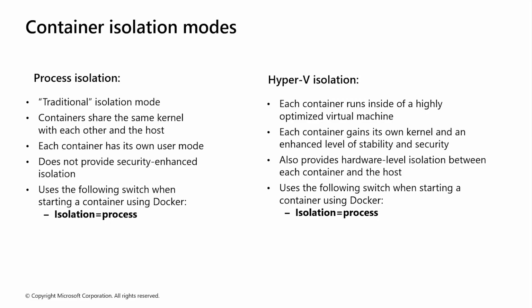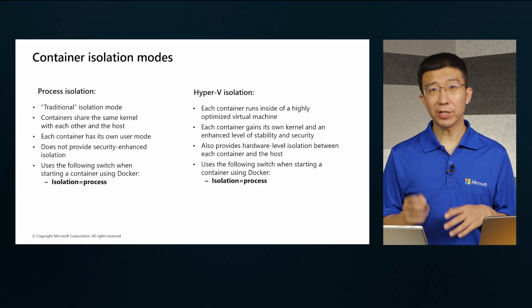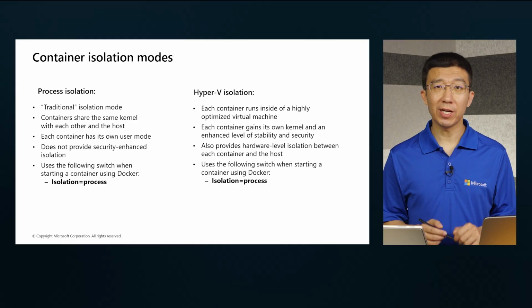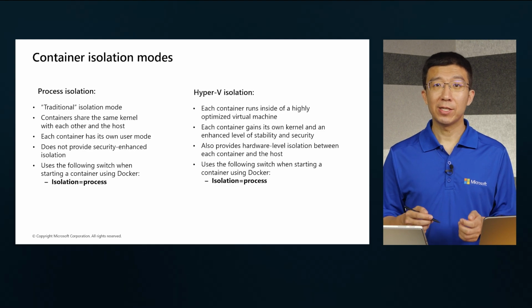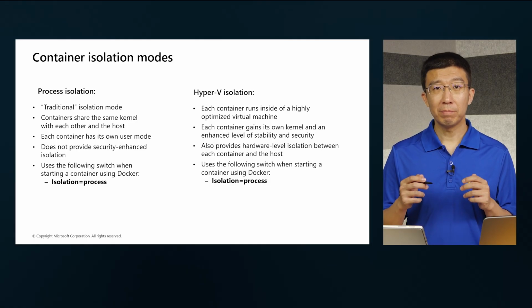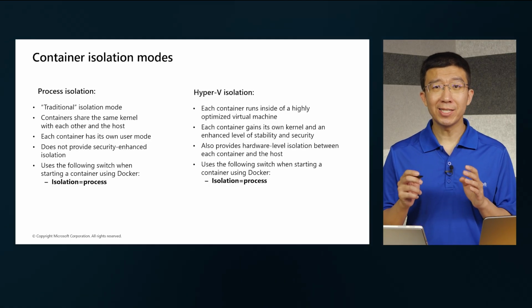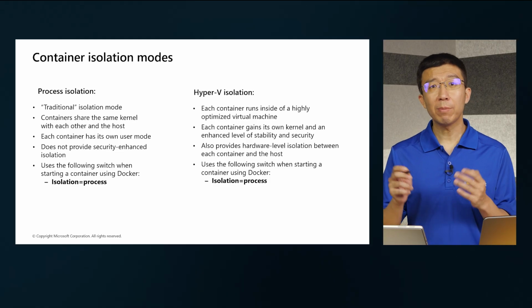There are two main isolation modes for containers. Process isolation: containers share the host kernel, but have separate user spaces. It is fast and efficient, but less secure. Hyper-V isolation: each container runs inside a lightweight VM with its own kernel, providing stronger security and stability. For most workloads, process isolation is fine. For sensitive or multi-tenant environments, use Hyper-V isolation.